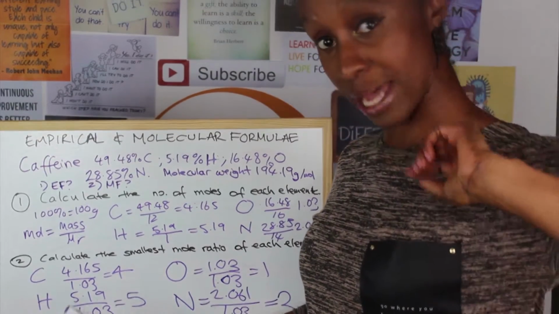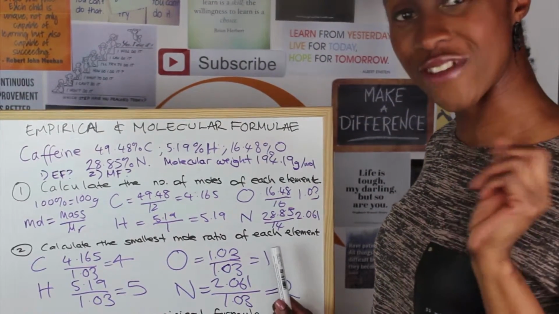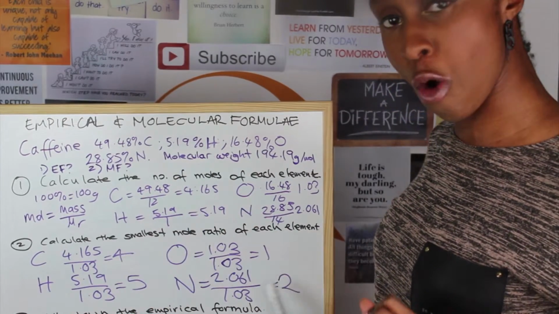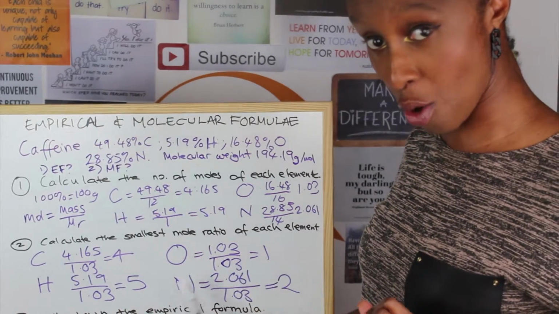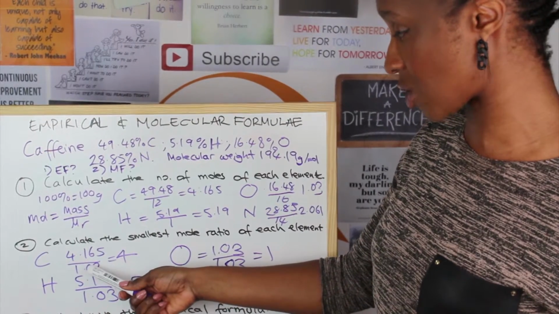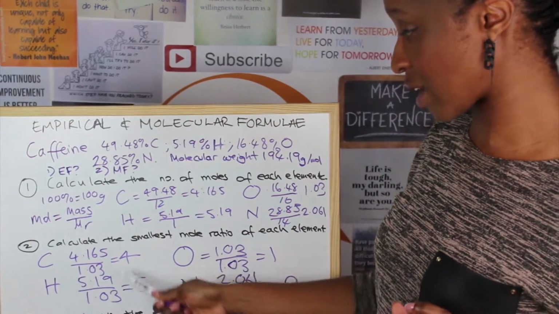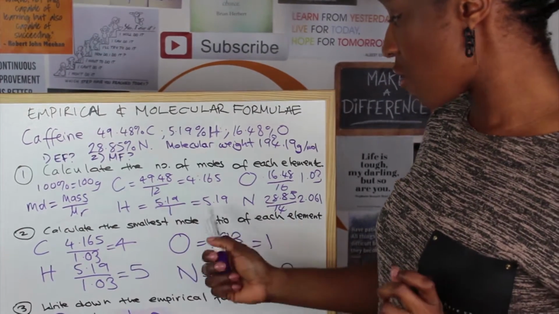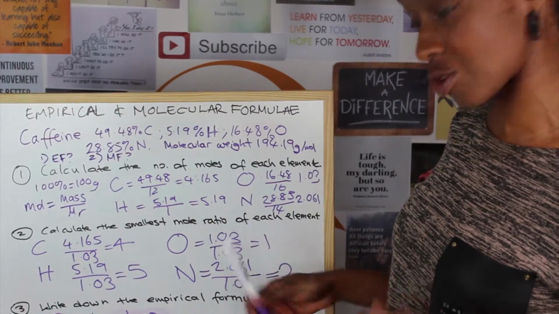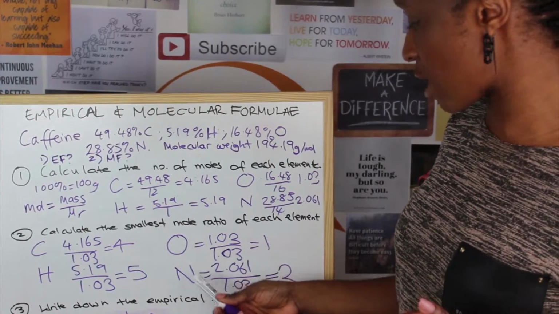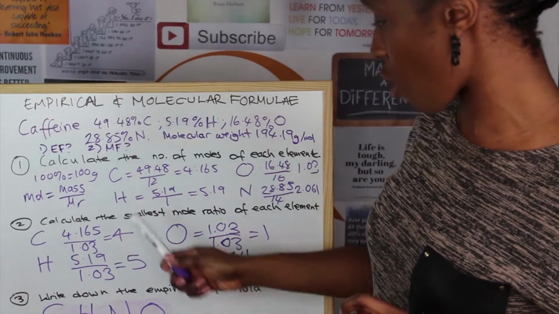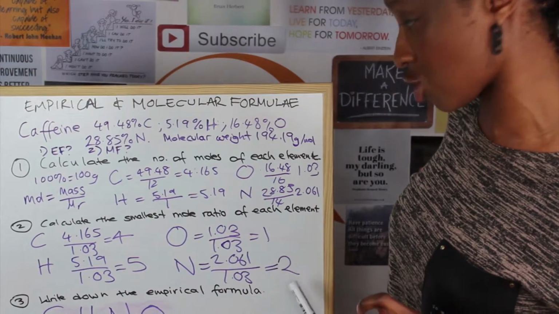That takes us to step 2, which is to calculate the smallest mole ratio of each element. We do this by dividing each of the mole values by the smallest mole value. For carbon, you're dividing 4.165 by 1.03. For hydrogen, you're dividing 5.19 by 1.03. For oxygen, which was the smallest number of moles in this whole equation, it's 1.03 by itself. And for nitrogen, you're dividing 2.061 by 1.03. You now get a ratio of 4 to 5 to 1 to 2.